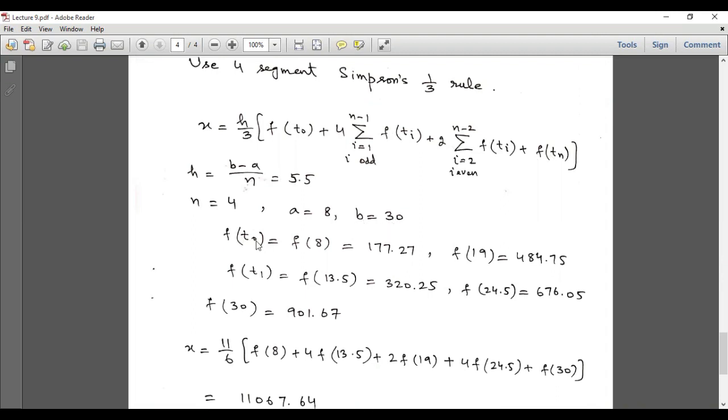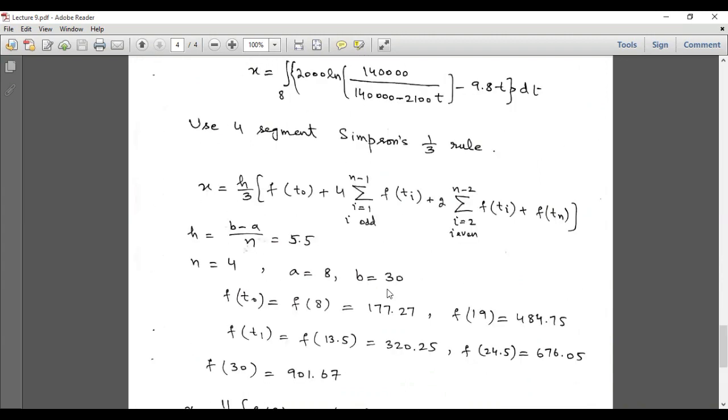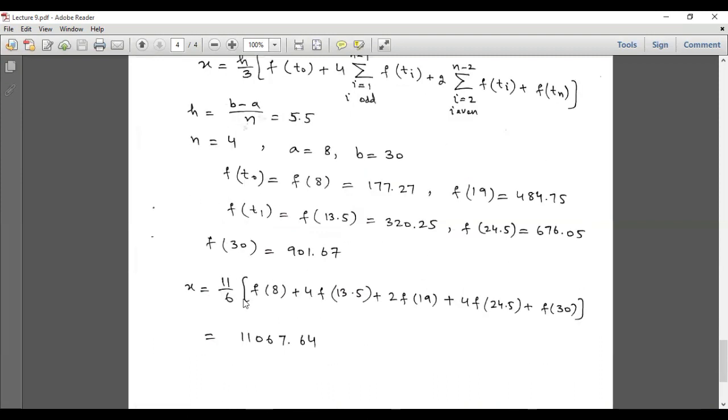So let's first evaluate f of t naught, which is f of 8, then f of t1, which is 8 plus 5.5, so it will be 13.5. Then f of t2 will be equal to f of 13.5 plus 5.5, so it will be 19. Then f of 24.5, it is actually ft3, and this will be our f of t4. So f of 30 will be f of t4, and it is equal to 901.67. So put these values in this expression, and x will be equal to 11 by 6, right?